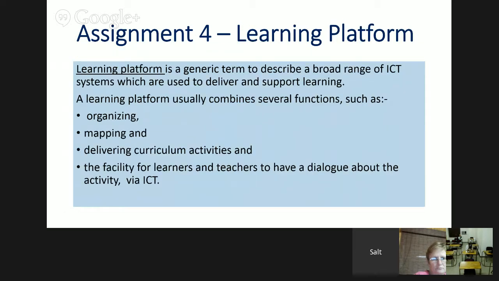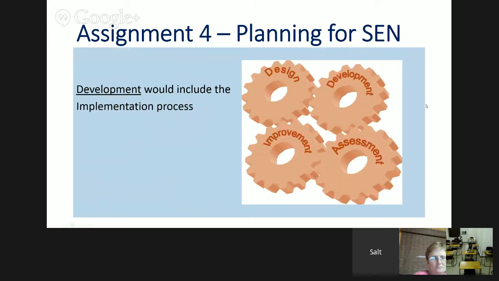Also looking at the so-called learning platform, another definition that is fairly new in terms of barriers to learning and providing for learners with special needs education. It normally looks at a platform in the sense of how you are organizing, how you are mapping, how you are delivering the curriculum activities, and to what extent there are facilities for the teachers and learners to have dialogue in terms of ICT provision in the school. Once again, that would filter through from your previous slide, where we spoke about design, development, improvement, and assessment, and to a greater or lesser extent, each of these learning platform items would impact on your planning.